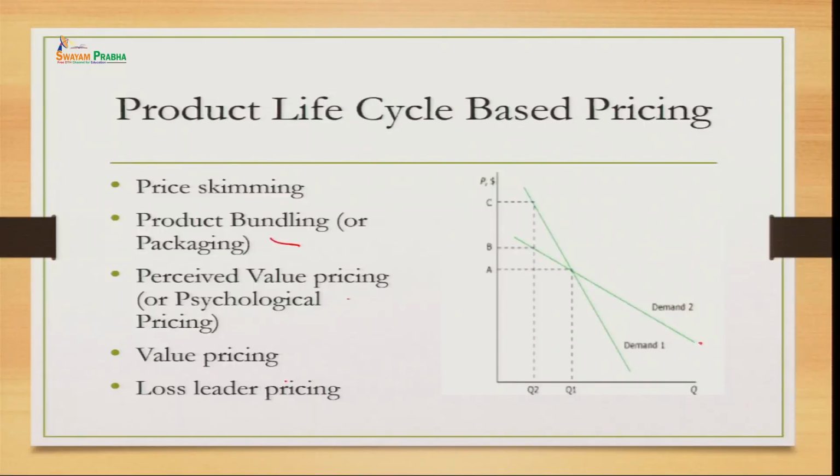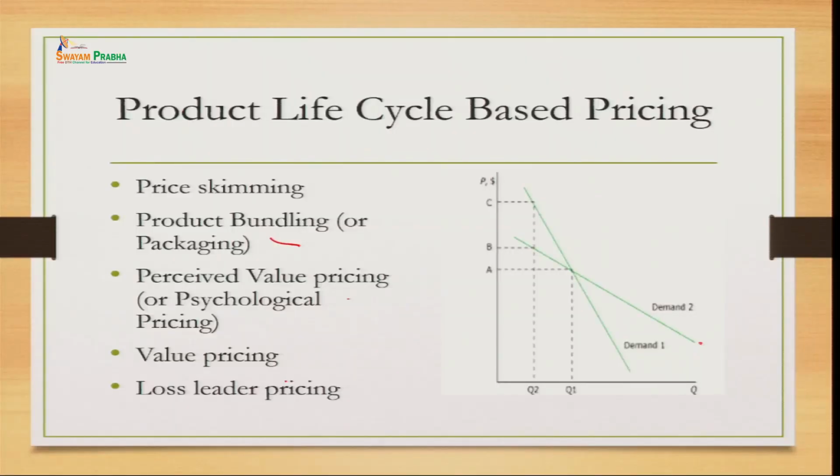Then we have value pricing. Now, value pricing is a little different from perceived value pricing. What happens in this case is that usually the producer creates a value for their product in the market, but at times they are also providing this product at lower prices. So the perception of the consumer here is that the product is of value, the product does have a value, but the price they are paying is comparatively less.